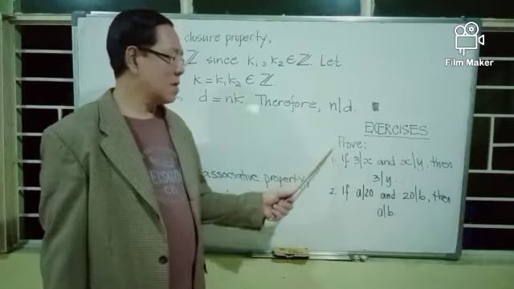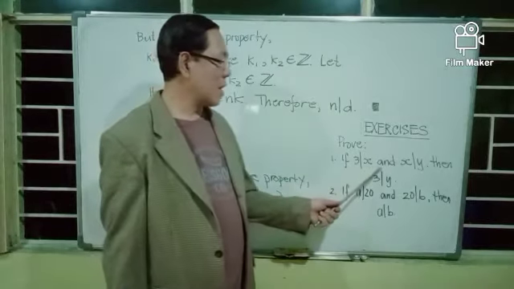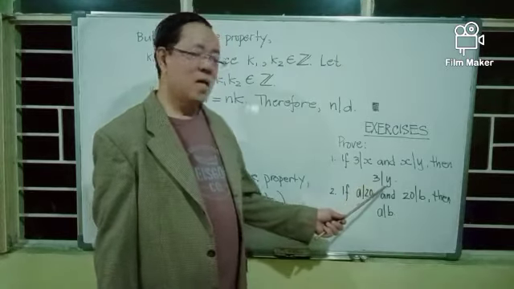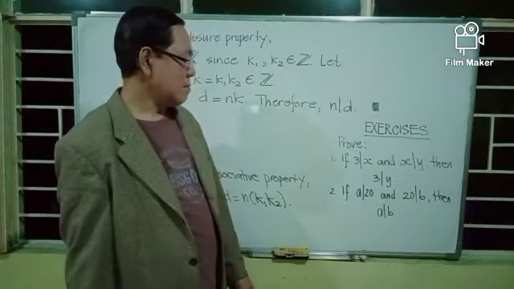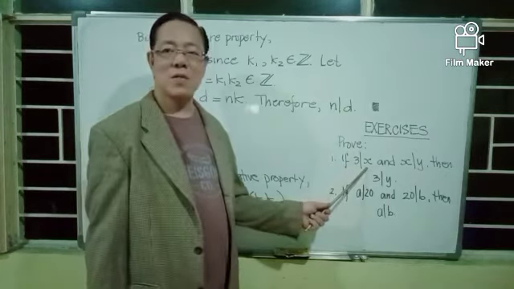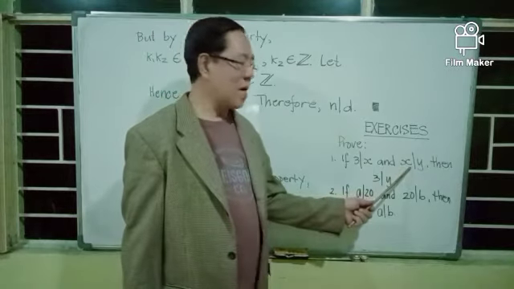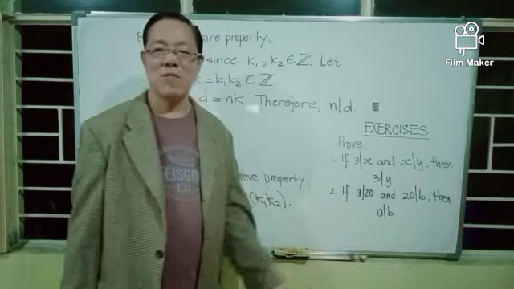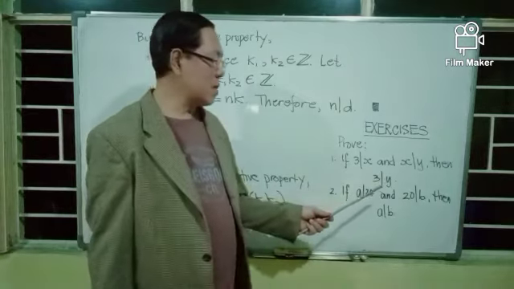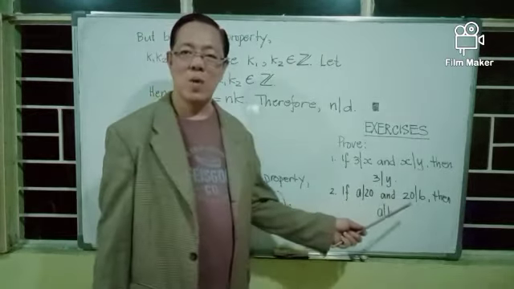Prove the following. Number 1: if 3 divides x and x divides y, then prove 3 divides y. The given here are 3 divides x, and you use the definition of divisibility, and the other given is x divides y, and you use again the definition of divisibility. Use those two givens to prove that 3 divides y.